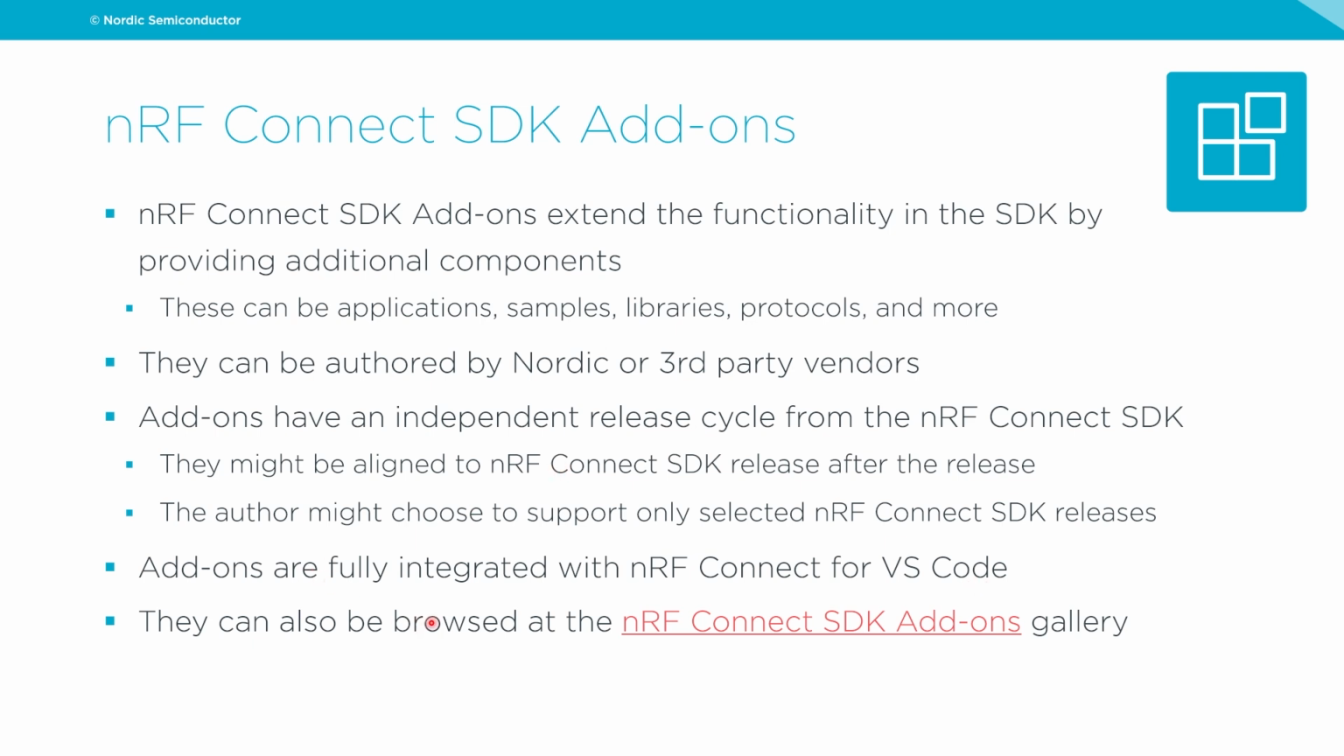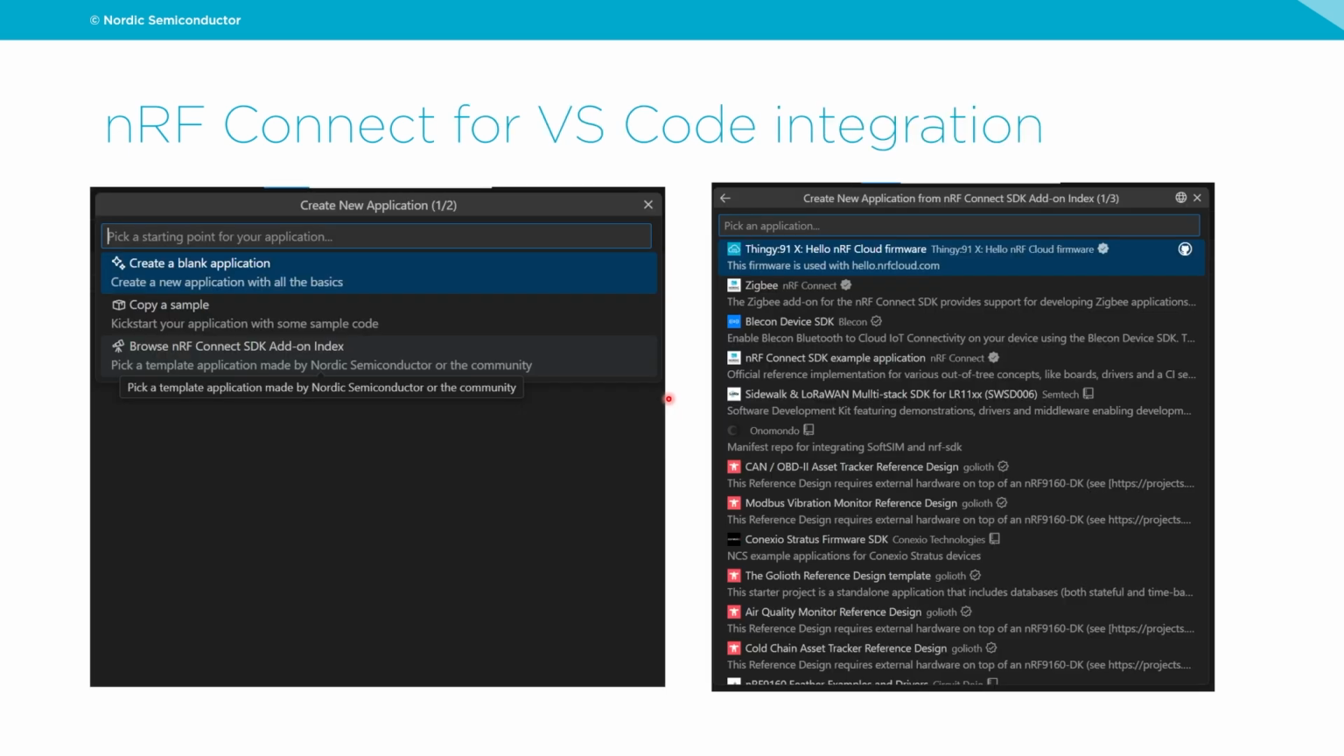And you can also browse these separately on the gallery. There's a link here. And if you go to Tech Docs and scroll down a little bit, you'll find a tile that takes you directly to that page. But let's first have a look at the nRF Connect for VS Code integration. When you go to the Create New Application flow, you have these 3 options. And that's why I said that you might have seen this before. The first one is create a blank application.